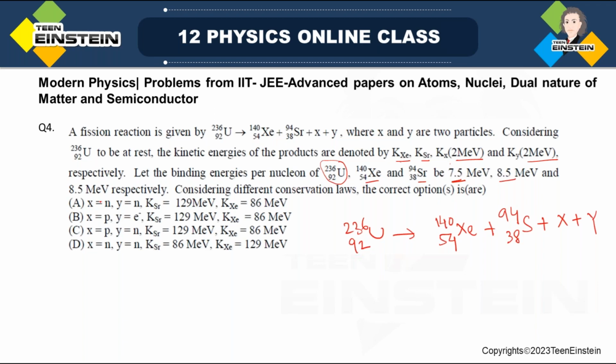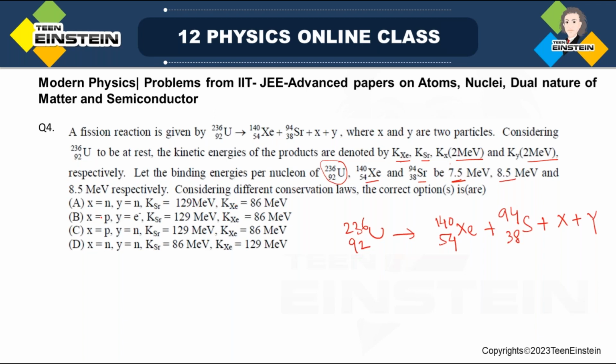So first option says X will be n, Y will be n. N means neutron. Okay, X and Y both will be neutron. And the kinetic energy of strontium is 129 MeV and xenon 86 MeV.